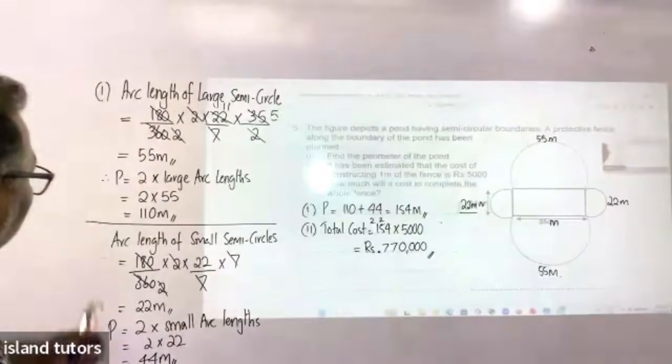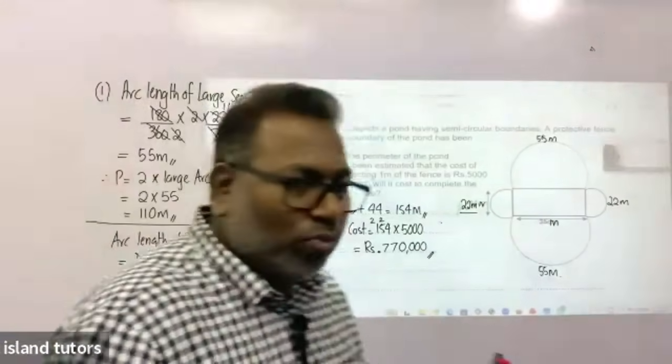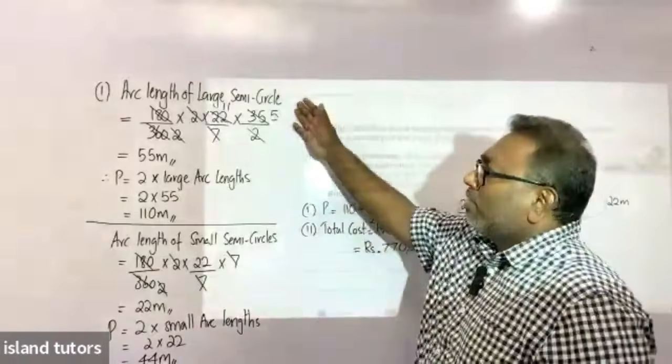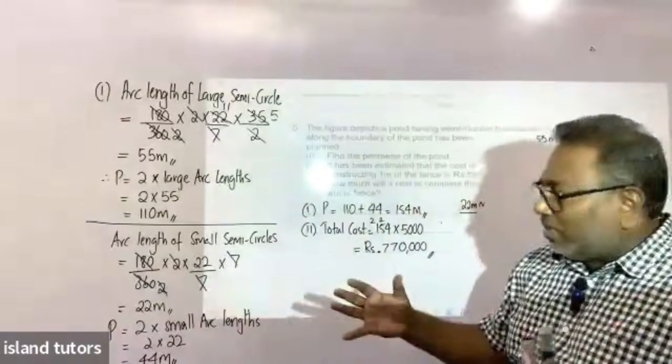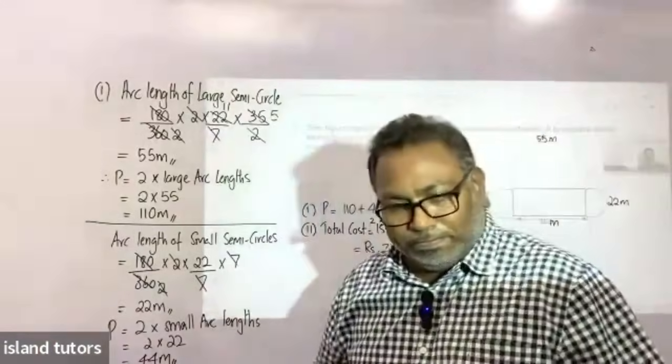Right, so please take down those calculations. You have to break it up into two parts, the large semicircles and the small semicircles, find the perimeter, and then do the calculation. All right.